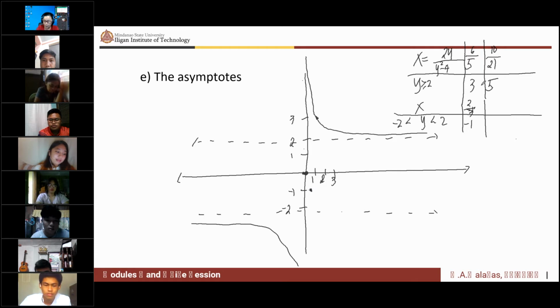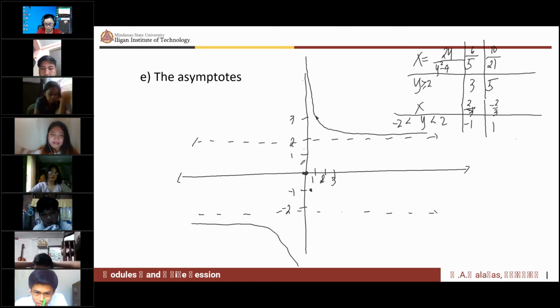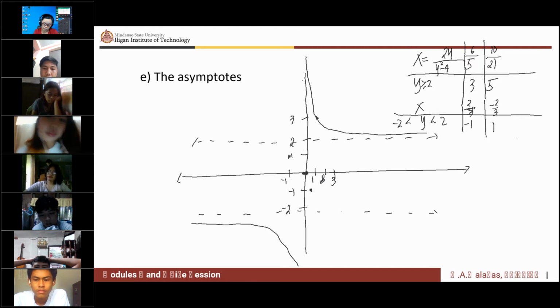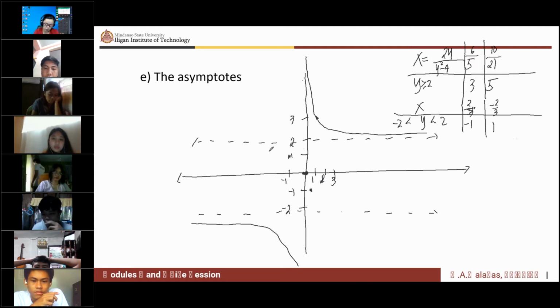And then when y is 1, we get 2 over -3, so x is -2/3. So 1, -2/3. If this is our -1, then -2/3 is here. So this is asymptotic.